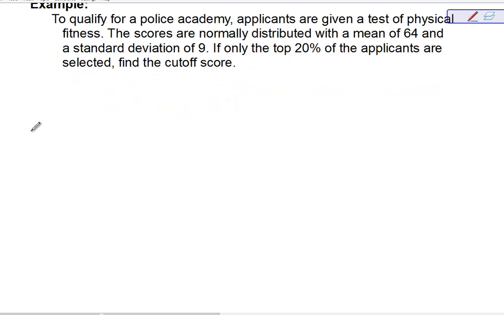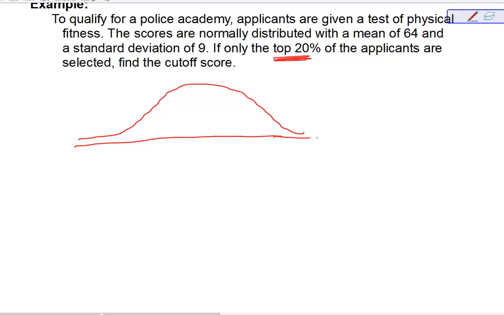Okay, we're looking at the top 20%. So let's think about this. We have a standard normal distribution, and we want the top 20%, so that's going to be up here. This area right here has 20%, or 0.20, in it. So I want to find the z that goes along with it.